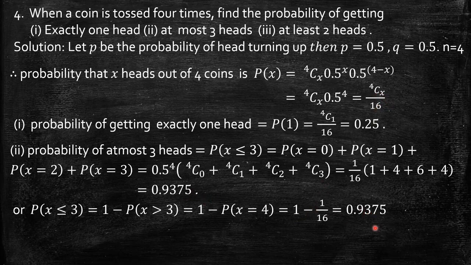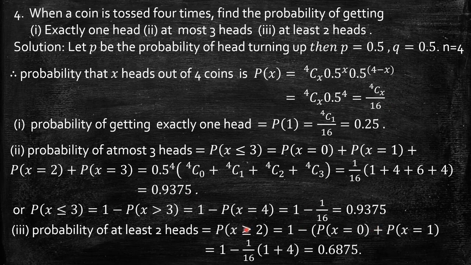The last one, at least 2 heads. That means probability of x greater than or equal to 2, at least 2 or more. So I have 1 minus, I can take the complement, that is probability of x greater than or equal to 2.